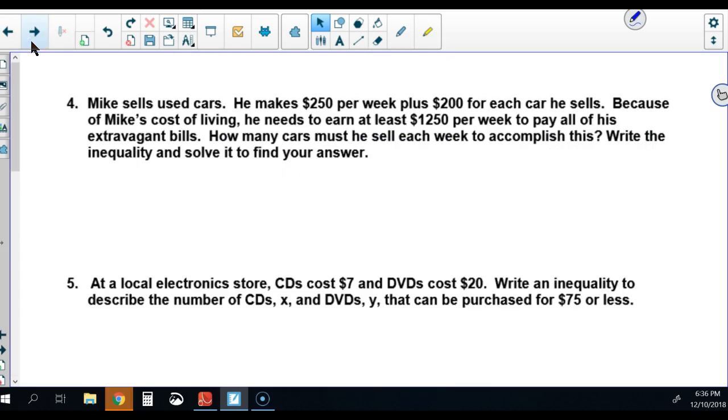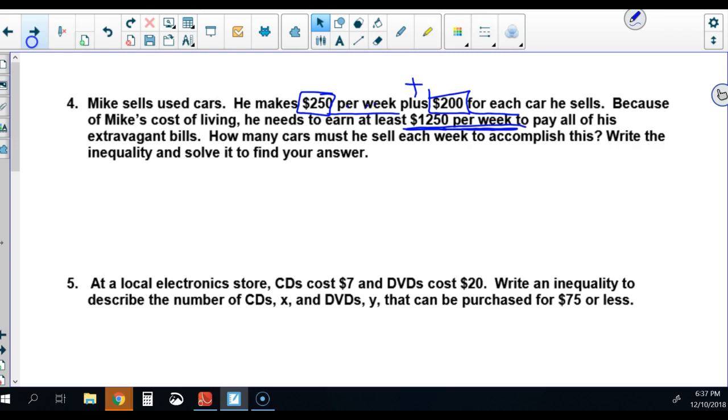Number 4, Mike sells used cars. He makes $250 per week. So, important here, per week might be important, plus $200 for each car. That could also be important. Because of his cost of living, he needs to earn at least $1,250 per week. So we're looking per week here. So every week he has to make this amount. So we're not going to be multiplying how many weeks it is because it's every week.